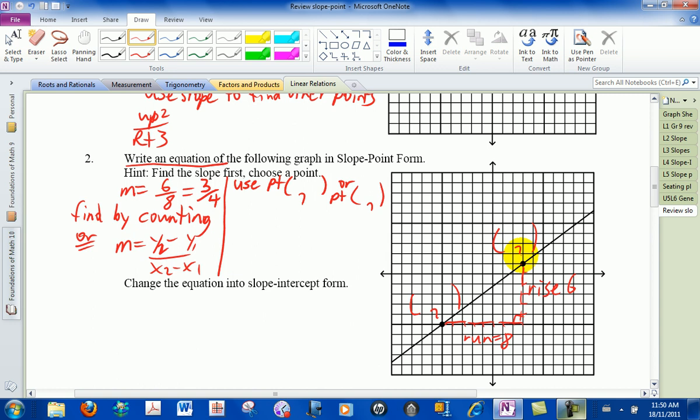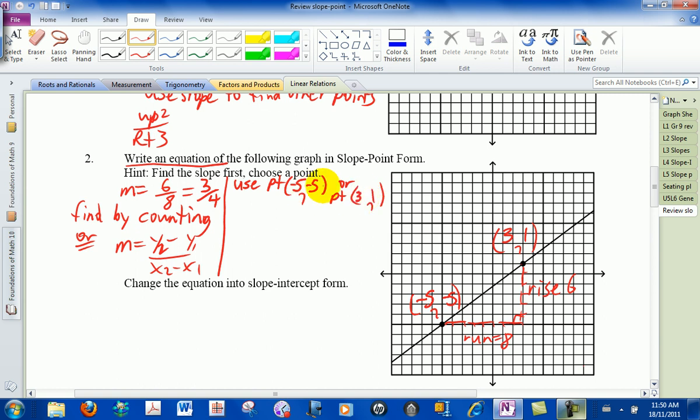Who is the bottom point? Dylan? Good. -5, -5. Who is the top point? Matt? Pardon? Good. 3 and 1. So it doesn't really matter which one you use. You can choose whichever one you want.